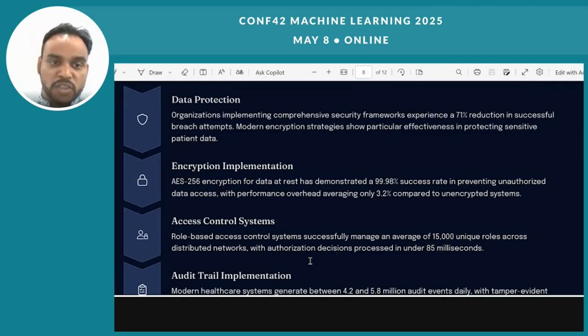We are implementing AES-256. Research across multiple healthcare institutions has shown that TLS 1.3 implementation for data in transit can effectively secure network communication while adding only 38 milliseconds of average latency. Organizations implementing field-level encryption report the ability to protect sensitive data elements with 99.99% reliability while maintaining database query performance within 94% of baseline measurement.